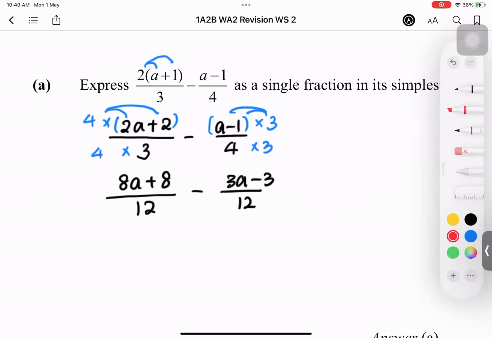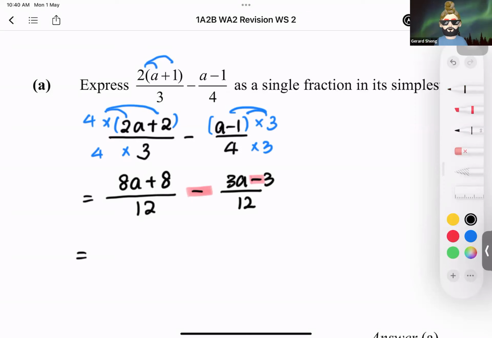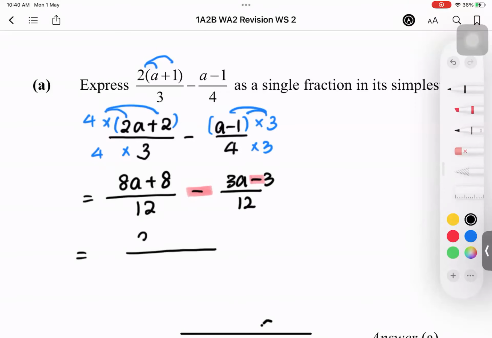Next step, where I want to combine the fraction. This is subtraction. Anyone can tell me where's the careless mistake? What must I take note of? Minus 3a minus 3. The minus sign. What will it become after that? Plus. So we must take note, okay? The one in front, 8a plus 8 minus 3a, but this one now becomes minus and minus.